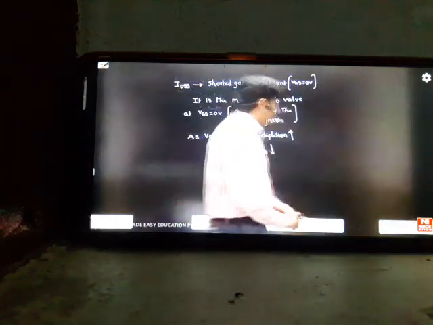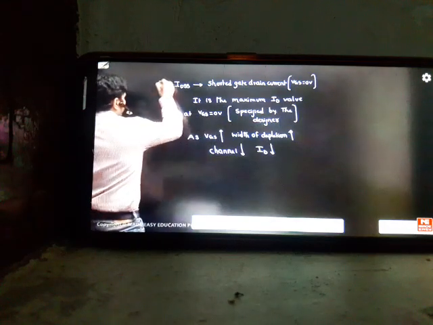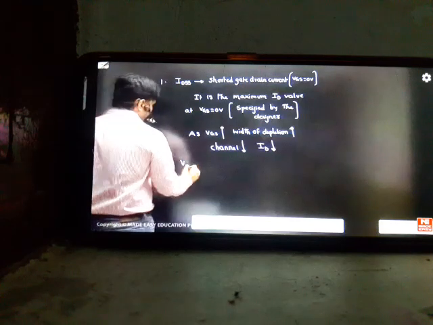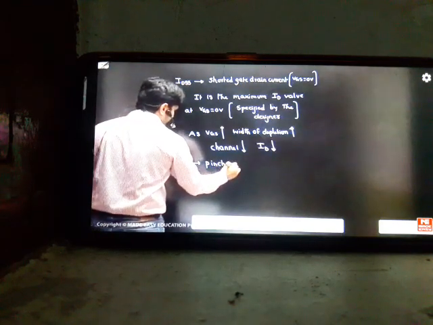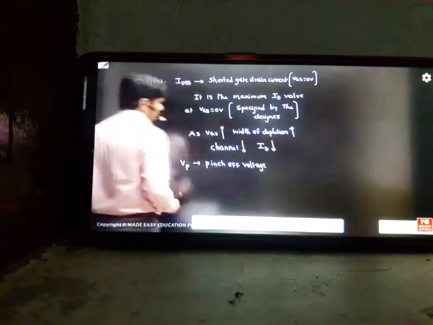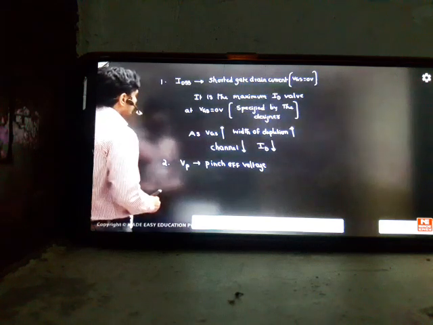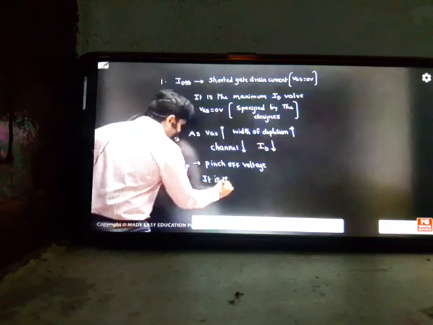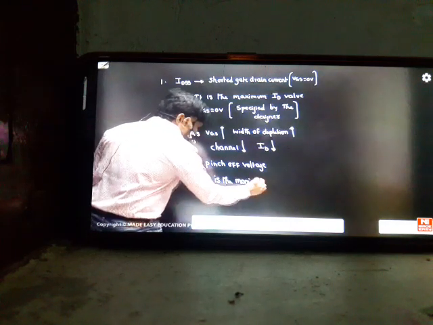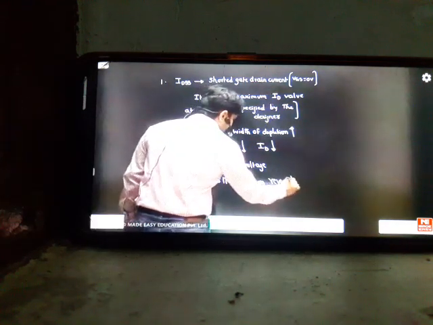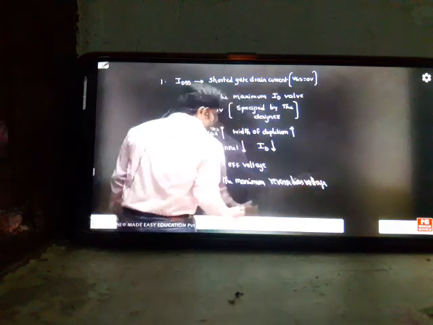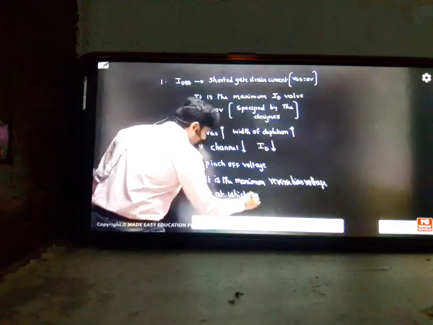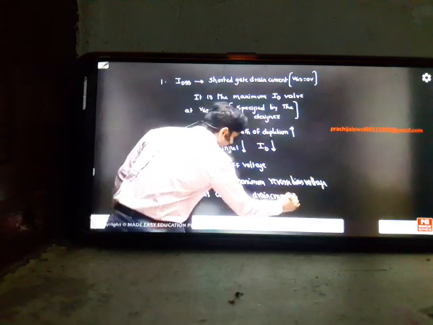So let us go to the second point. The first point was point number 1 from the graph. Second point is VP. VP refers to pinch off voltage. When deciding pinch off voltage, it is the maximum reverse bias voltage VGS at which drain current ID becomes zero.